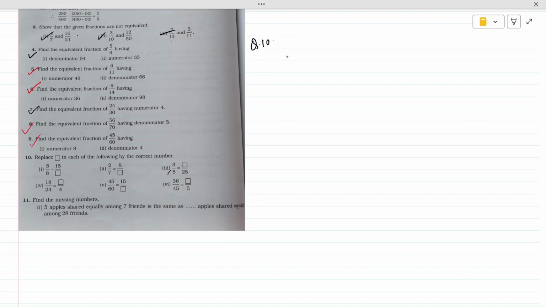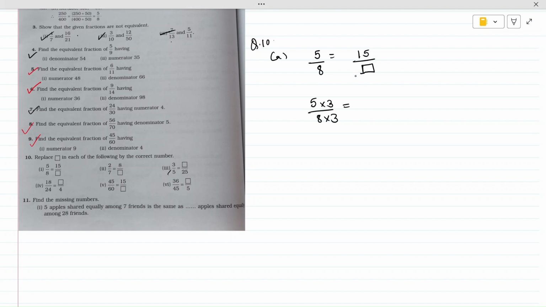Question number 10, A part: we have to replace the box with the number. So 5 by 8 is given to us, and 15 by dash we have to find. We have to find the correct number. Here also multiply the numerator and denominator with 3. Why with 3? Because we know 5 into 3 is giving us 15 here, right?